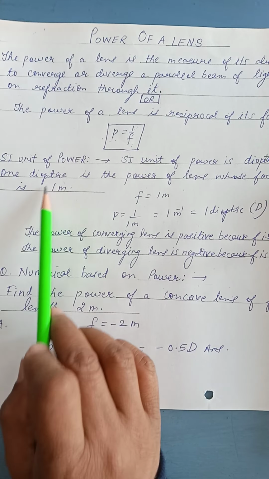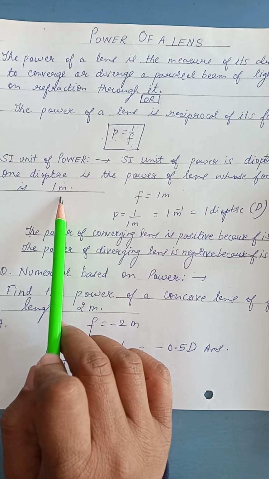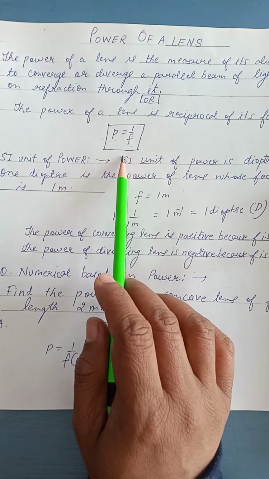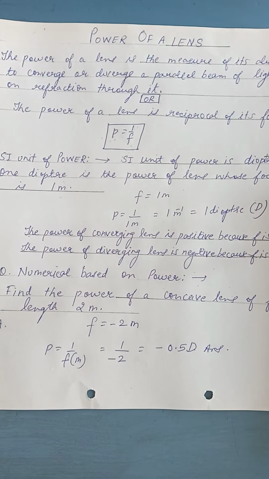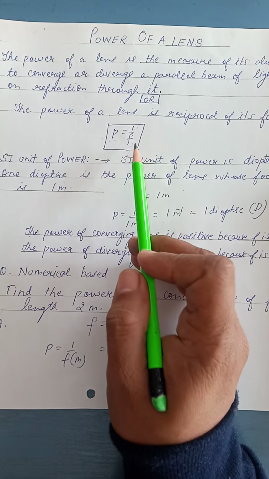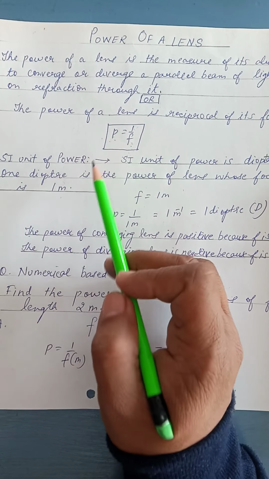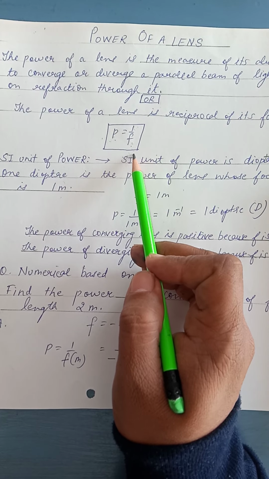You have to note this point very carefully: it should be in meter. Whenever such a question comes, the focal length should be considered in meter. So in the numerical, if the focal length is given in centimeter, you have to convert it into meter, because only after converting into meter will you get the power in diopter.